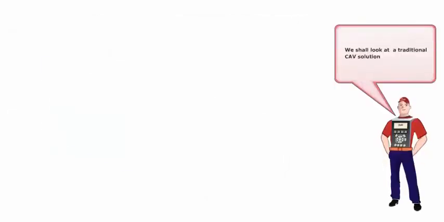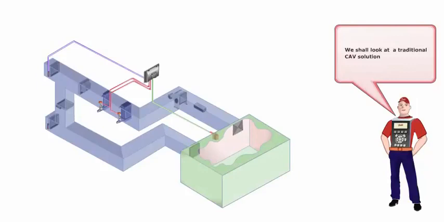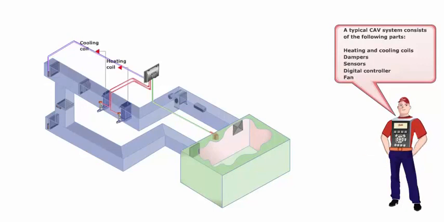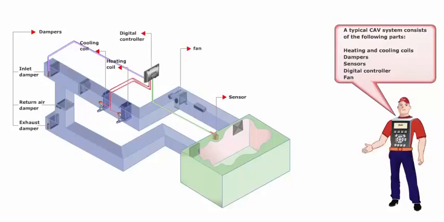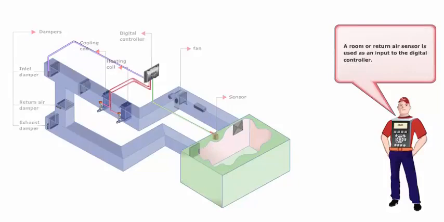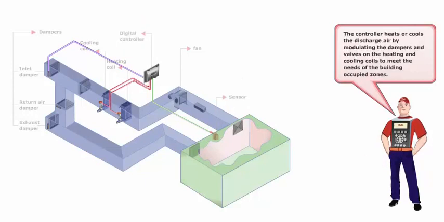We shall look at a traditional constant air volume solution. First, let me list the various components in it. A typical constant air volume system consists of the following parts: heating and cooling coils, dampers, sensors, digital controller, fan. A room, or return air sensor, is used as an input to the digital controller. The controller heats or cools the discharge air by modulating the dampers and valves on the heating and cooling coils to meet the needs of the building occupied zones.